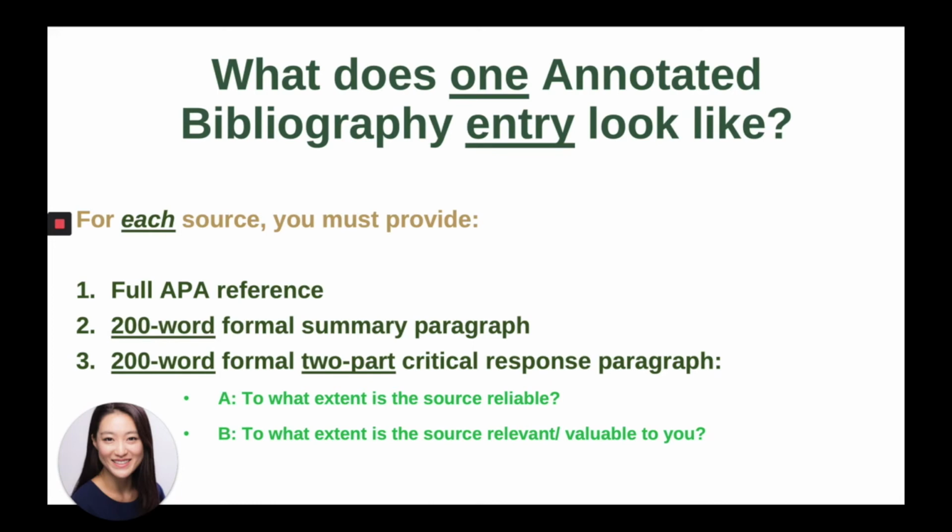Number 3, a 200-word formal critical response paragraph, which asks you to answer both of the following questions. Question A, to what extent is a source reliable? For this question, you'll want to consider the author's point of view or authority, level of bias, use of language, use of support or evidence, and/or use of rhetorical strategies, including logos, pathos, and ethos. Be sure to provide specific examples from the text to explain your answer.